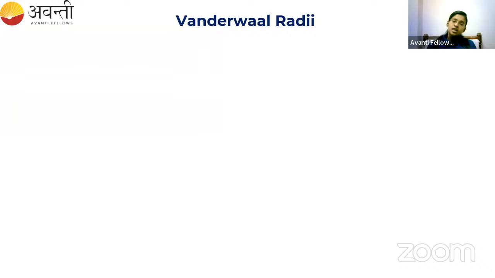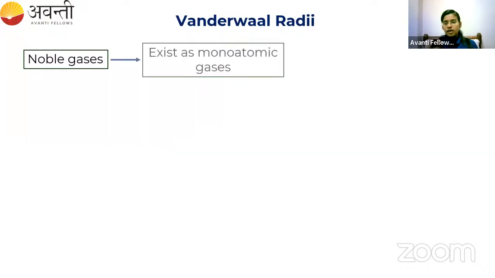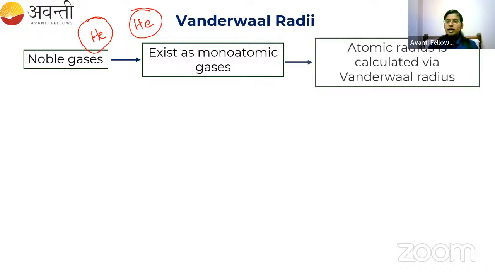So we will observe this van der Waals radii mostly in noble gases. Noble gases, I already told you, they won't react with each other. But when noble gases exist in the monoatomic form, monoatomic meaning which has only one atom, suppose I take helium, so this is one helium and this is another helium. When they exist in their monoatomic form, the atomic radius is calculated through van der Waals radius.